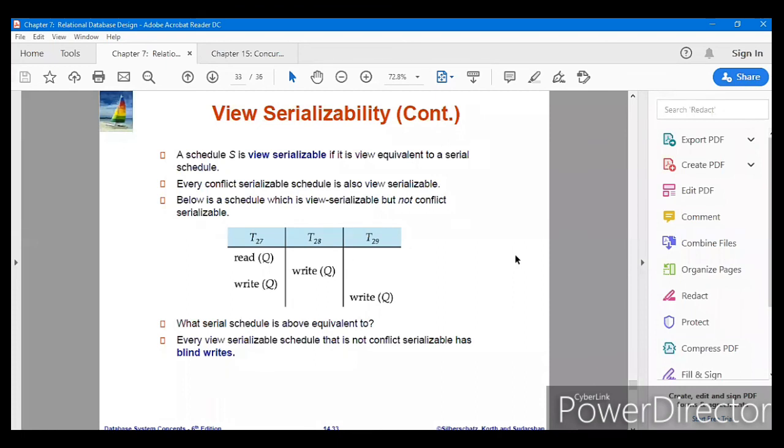Every view serializable schedule that is not conflict serializable has blind writes. Blind write means before reading the item, it writes the data. This is called blind writes. So if you have blind writes in your schedules, then you can say without any hesitation that it is not conflict serializable, and one which cannot be converted cannot be view serializable.